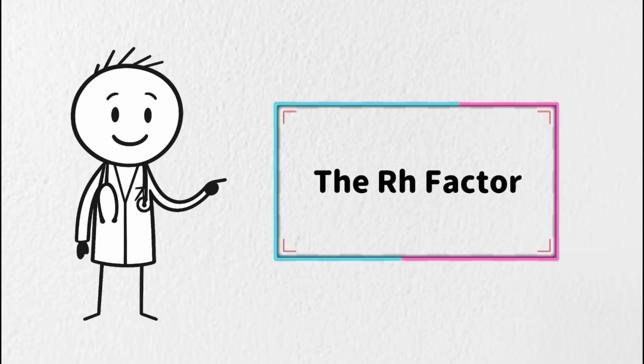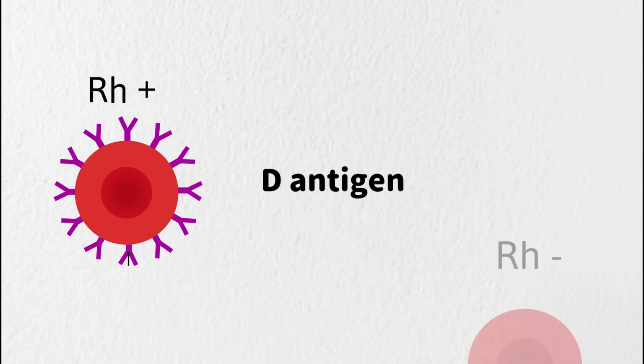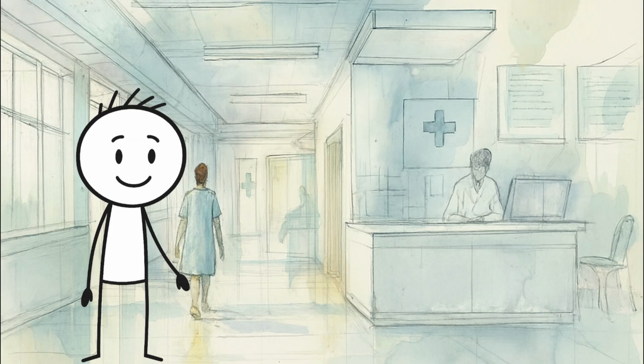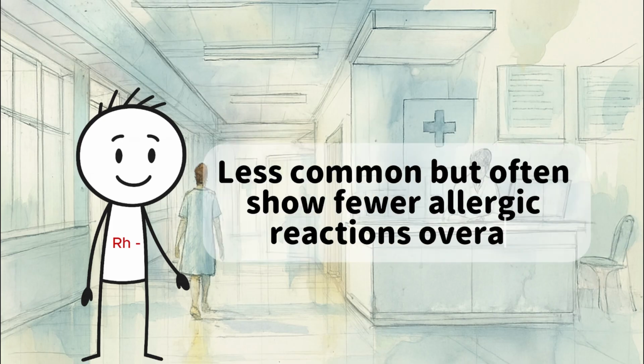The Rh factor. Rh positive blood contains the D antigen. Rh negative lacks it. This difference matters for transfusions and pregnancy safety. Rh negative people are less common, but often show fewer allergic reactions overall.